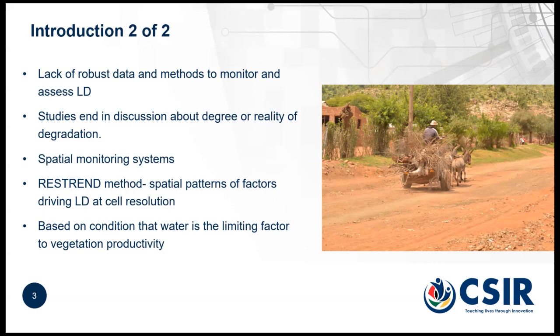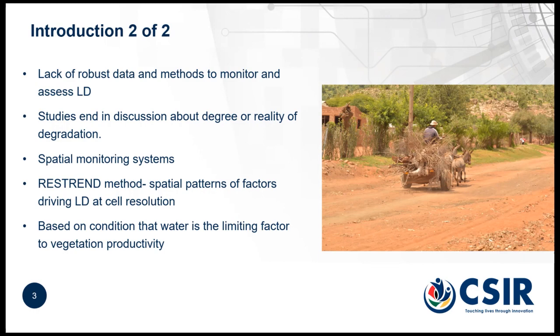Spatial monitoring systems can really assist in distinguishing different types of land degradation. So the residual trend method is a spatial method which reveals spatial patterns of factors driving land degradation at a cell level. The method is based on the condition that water is the most limiting factor to vegetation productivity, and there is a strong correlation between vegetation productivity and climatic variables in arid and semi-arid regions. Since vegetation productivity in drylands reaches its peak in years with a high amount of rainfall, it is therefore possible to remove effects of rainfall to understand human activities on the overall vegetation condition.